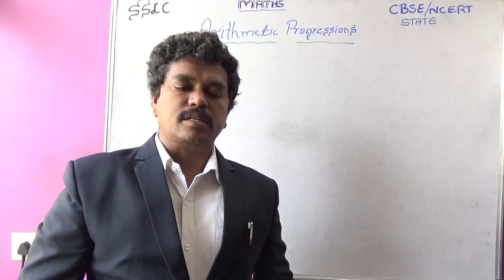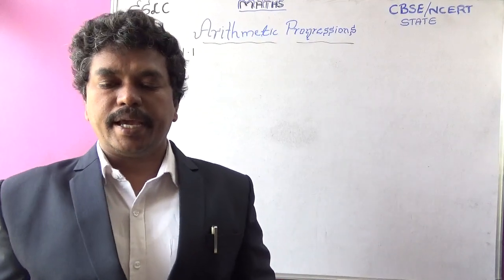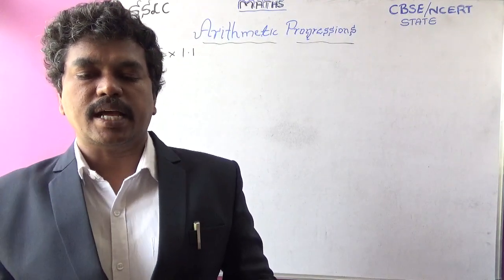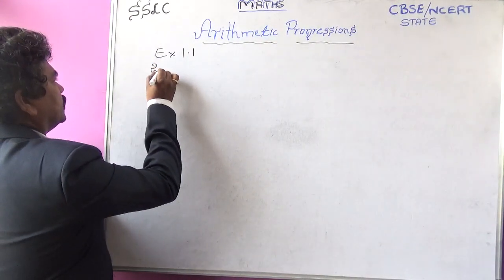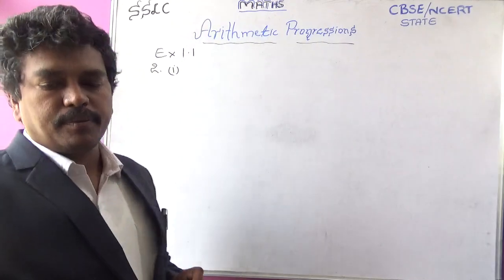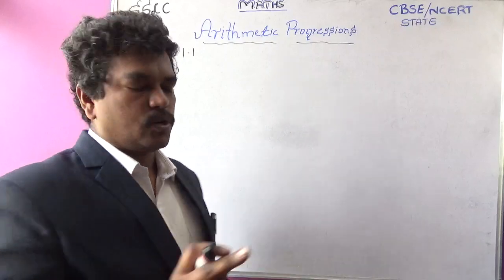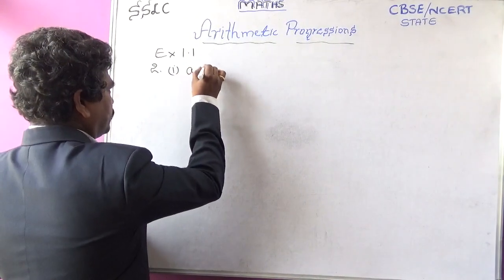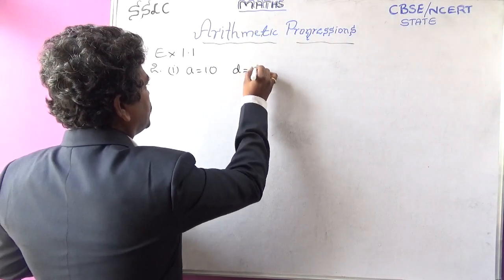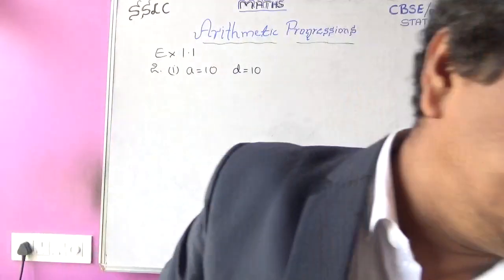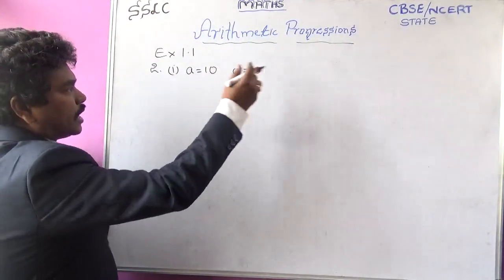In the second main they ask: write the first four terms of the AP when the first term A and common difference D are given as follows. They have given the values of A and D, and we have to write the arithmetic progression. In the first question, A is equal to 10 and D is equal to 10. So now we have to write the arithmetic progression.